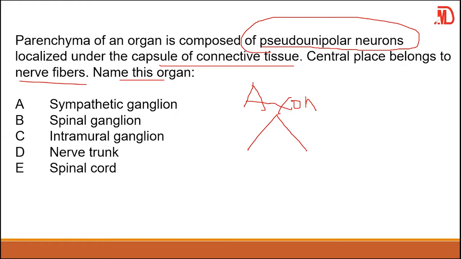Spinal ganglion. So that is what we will be talking more about when it comes to pseudo-unipolar. So please kindly take note of that. For pseudo-unipolar neurons, the cell body is located in the spinal ganglion. So your answer here is B. All right.